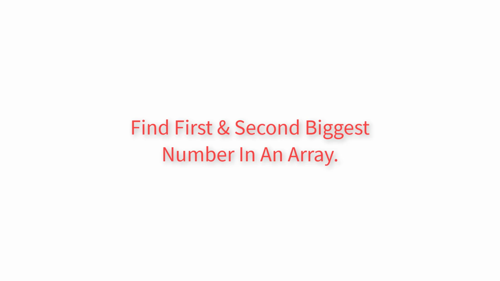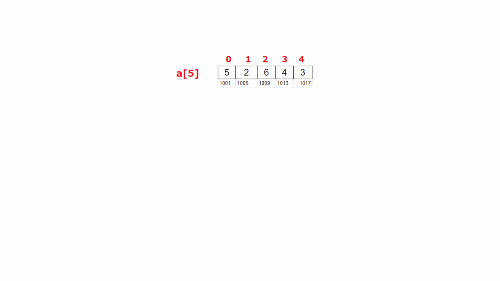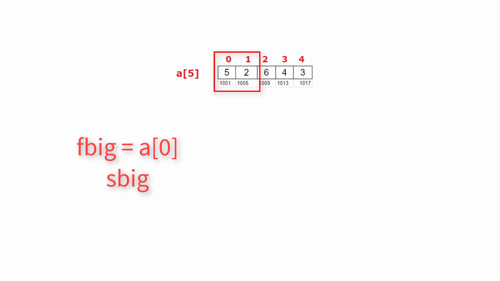Let's write a C program to find the first and second biggest element in an array. So we will take an array A of 5 and two variables F big and S big, meaning first big and second big. Now we assign A of 0 and A of 1 to F big and S big. Note that we need to assign the biggest number in A of 0 and A of 1 to F big and the second biggest to S big.